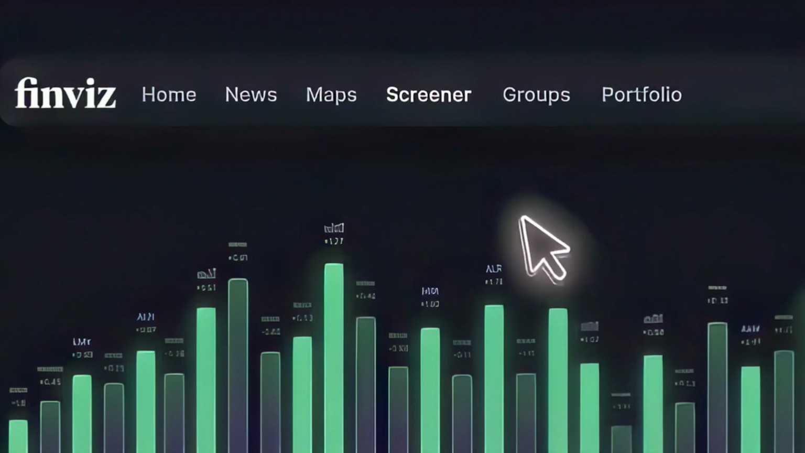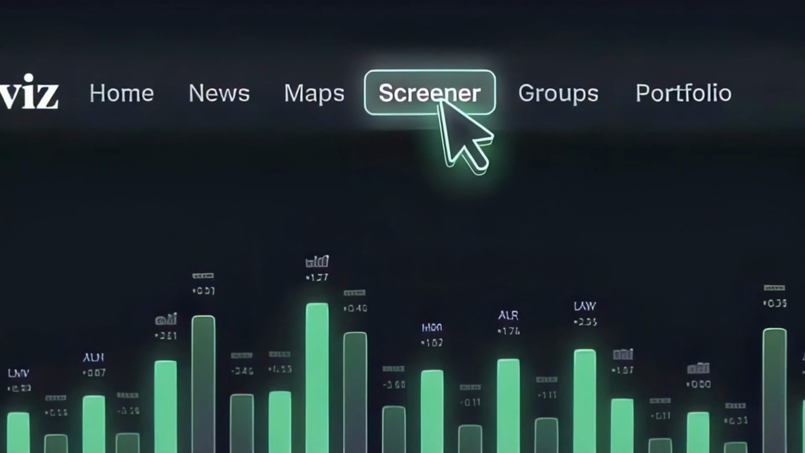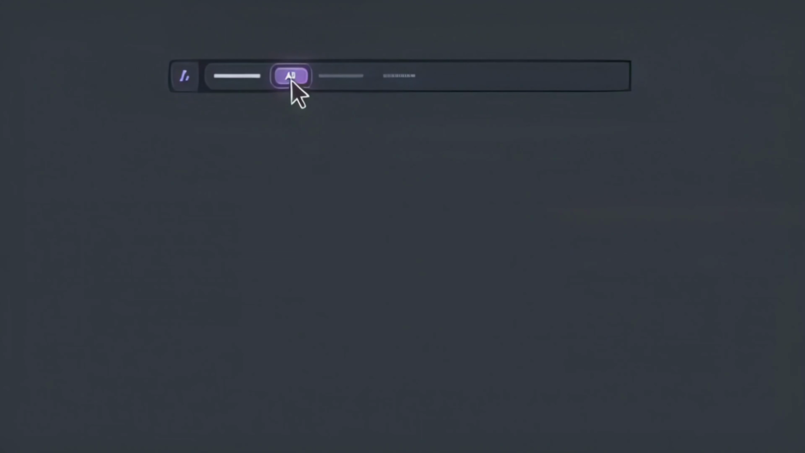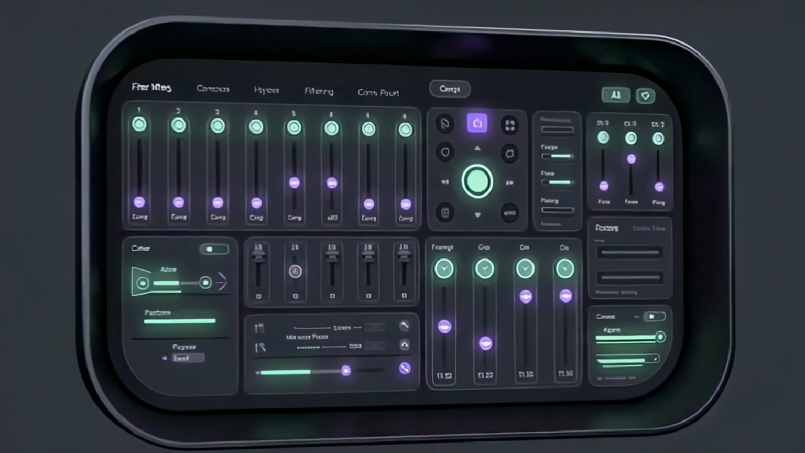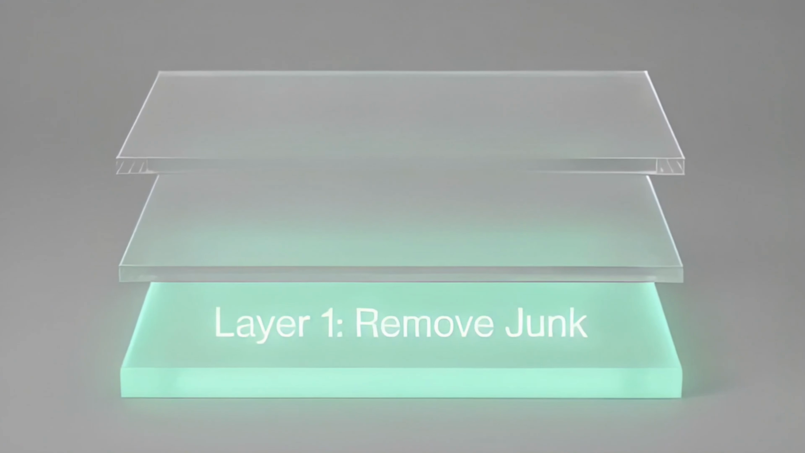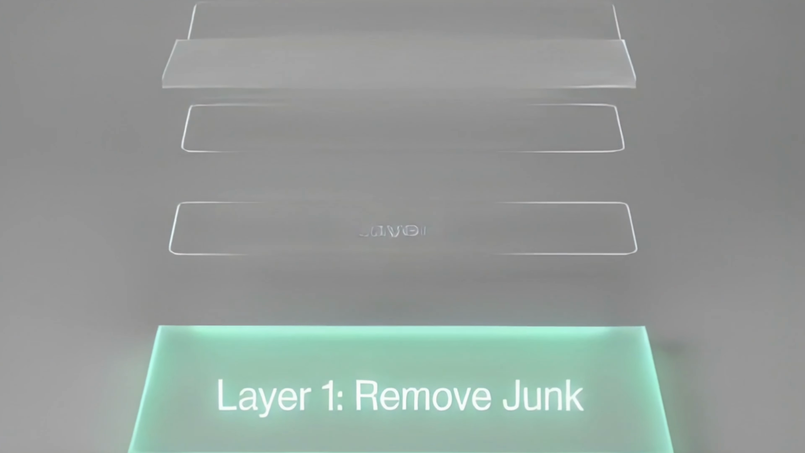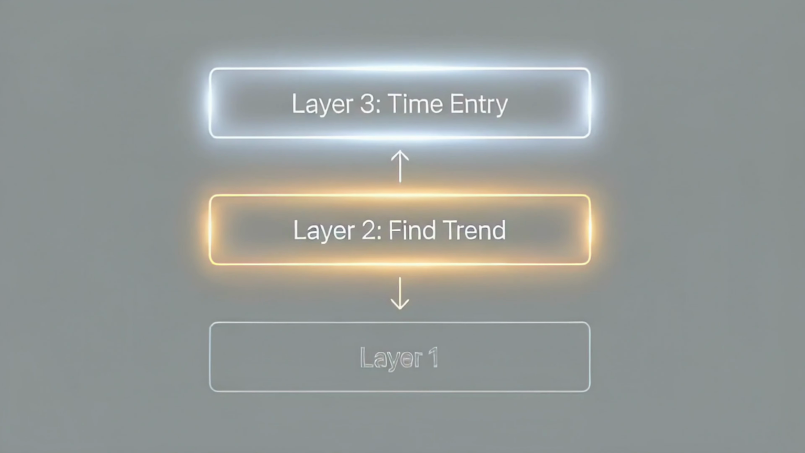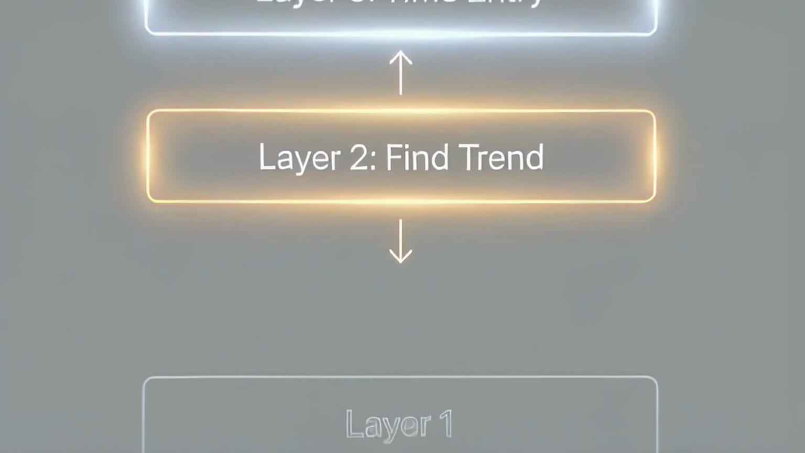Head to finviz.com, click Screener at the top, and then click the All tab so you can see every filter on one page instead of clicking between them. We'll build this in 3 layers. First, filters that remove the junk. Second, filters that find an actual trend. Third, filters that time the entry.